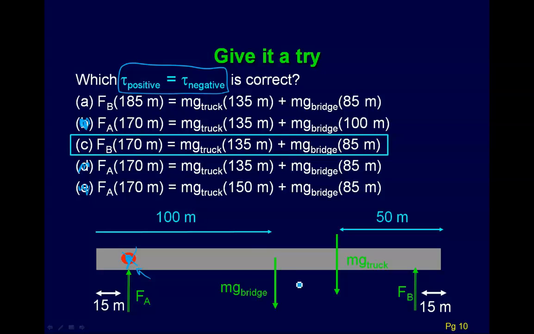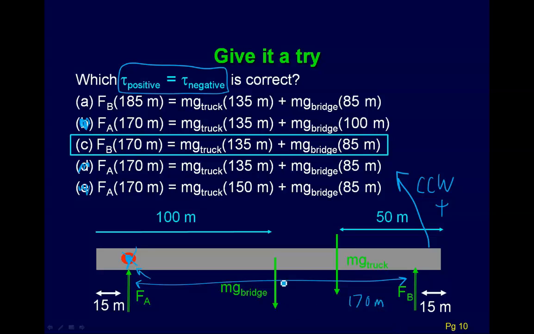And then what you do is you think, okay, which ones are the positive? Well, the positive torque was FB. FB wants to make this beam rotate in the counterclockwise direction, which is the positive direction. And so what you do then is you'd find the moment arm for FB. And if you look in this system here, this distance should have been 170 meters.